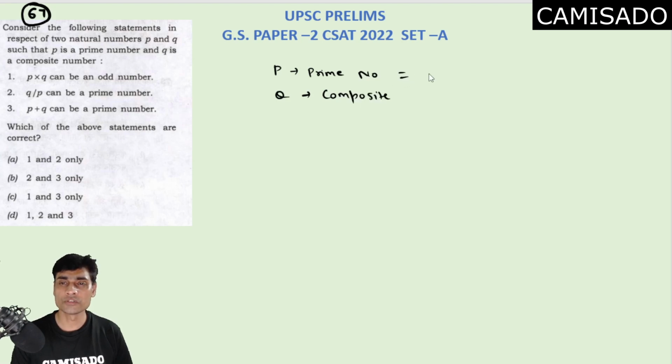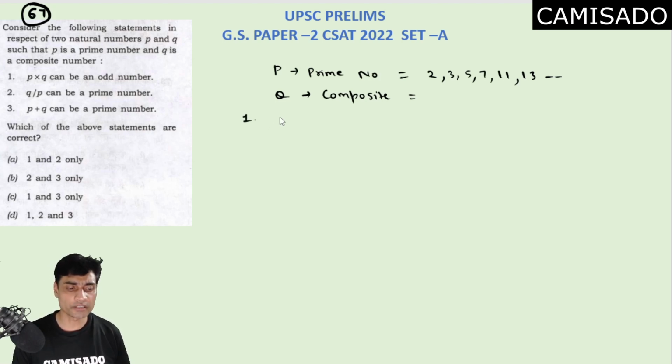Prime numbers we all know, like 2, then 3, then 5, then 7, then 9, 11, then 13, and so on. And composite numbers are the numbers which are not prime basically. So for solving this question, the first statement given here is: P into Q can be an odd number. Is it possible, the P into Q?